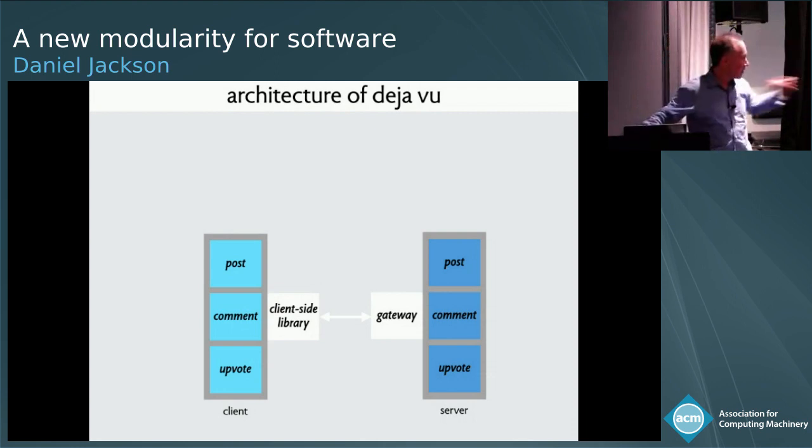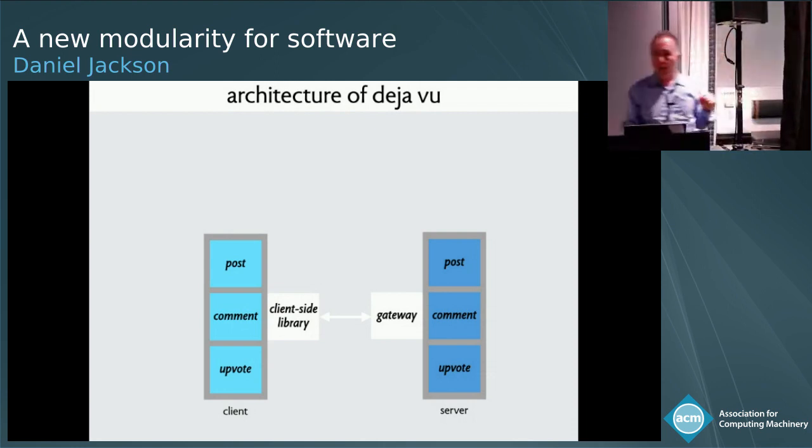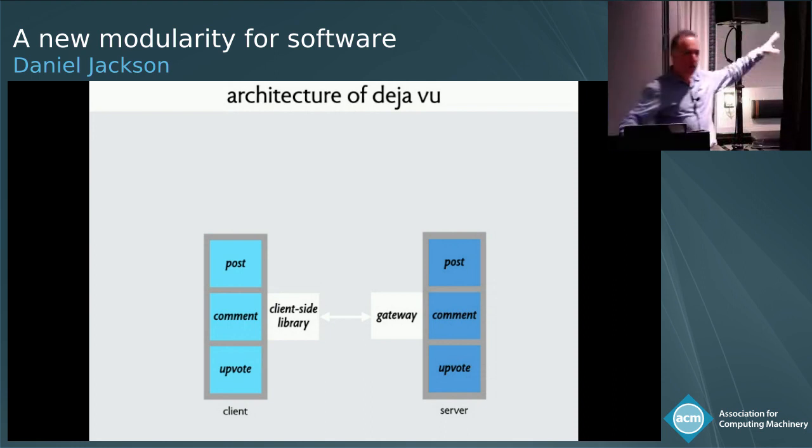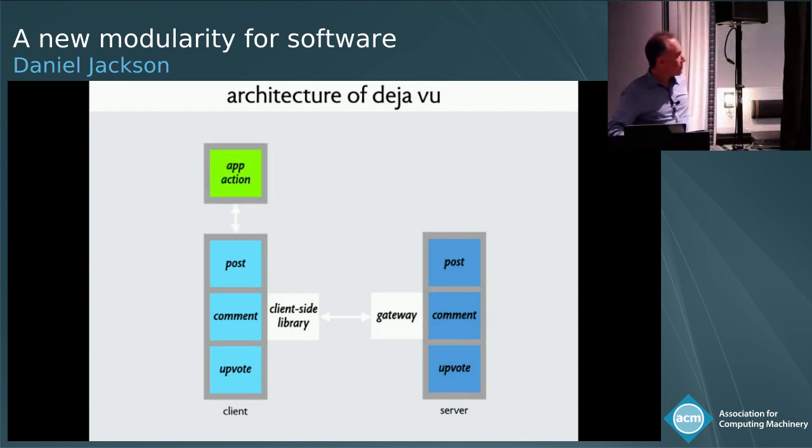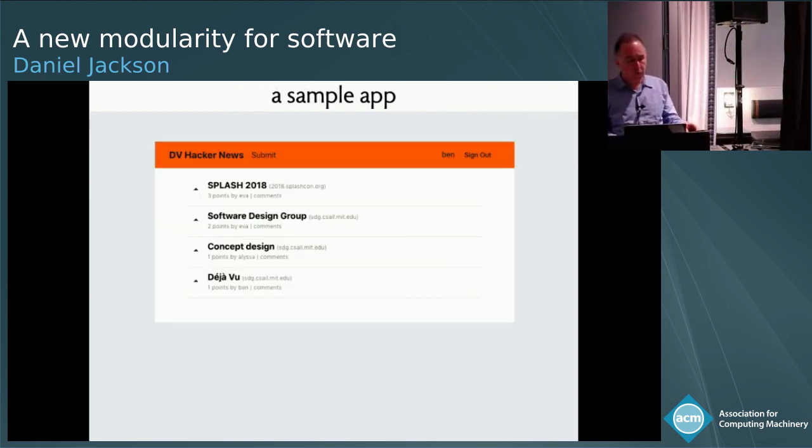And likewise, on the server side, you have a collection of implementations of those cliches with their data storage and so on. There's a gateway which deals with transactional behavior, and a client-side library that factors out common features of all the clients. And then what you do is you write an application action on top of those underlying cliches. So to give you an example of what this would look like, we mocked up what a little clone of Hacker News might look like.